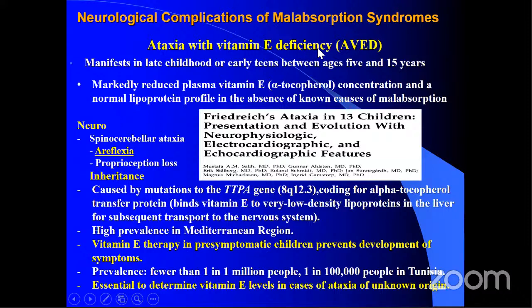Then there is ataxia with vitamin E deficiency, which is important also. It manifests between the ages of 5 to 15 years, with spinocerebellar ataxia, areflexia, and proprioception loss, exactly like Friedreich's ataxia. It is inherited as recessive, and it is quite prevalent in the Middle Eastern region. It is one in a million in the world, but 1 in 100,000 in Tunisia. This is the work of the late Professor Ben Hamida. The triad is just like that of Friedreich's ataxia, which we have revised in Uppsala with colleagues and teachers in the Department of Pediatrics and Neurophysiology at Uppsala University in Sweden.